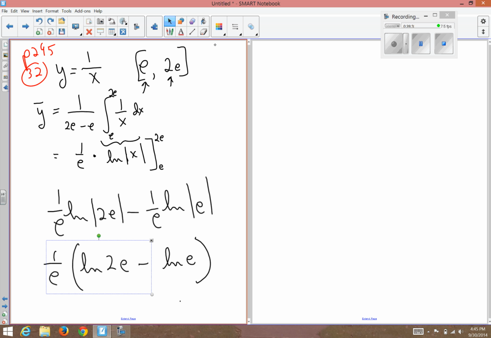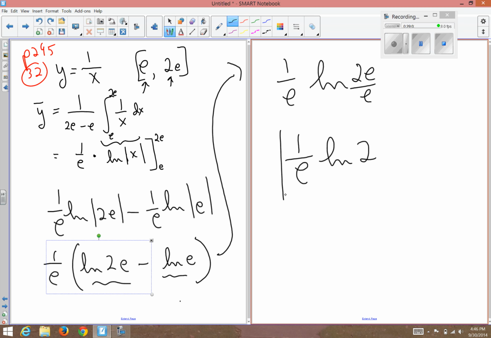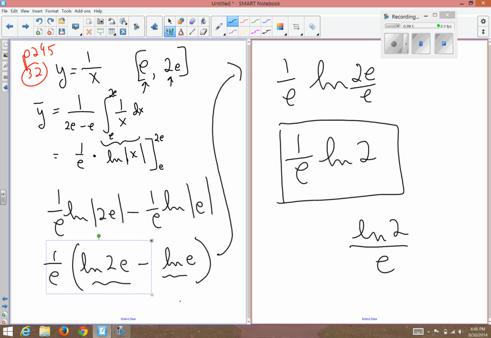1 over e is out in front. A log minus a log can be written as 1 log of the quotient. I'll repeat, a log minus another log can be written as the single log of the quotient. That means we now have 1 over e times the natural log of 2. And we're going to call that the final answer. The textbook gives the answer like this, the natural log of 2 over e. Same thing. This one is number 34.